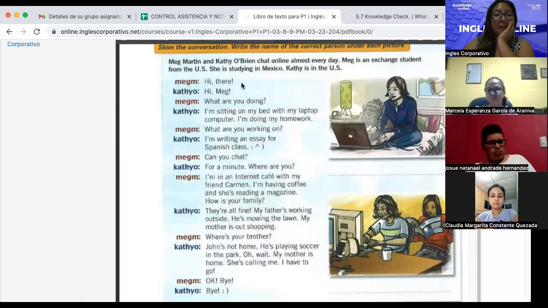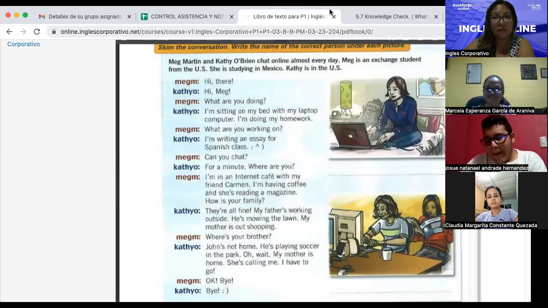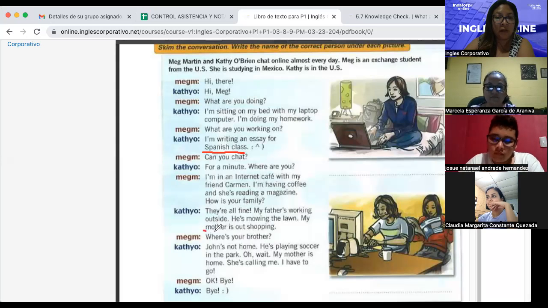Okay. Marcela, you are going to be Meg. And Claudia, you are going to be Cassio. And you are going to read until here. This will be the first couple. Then we have until here.